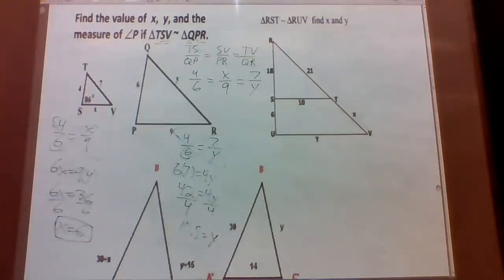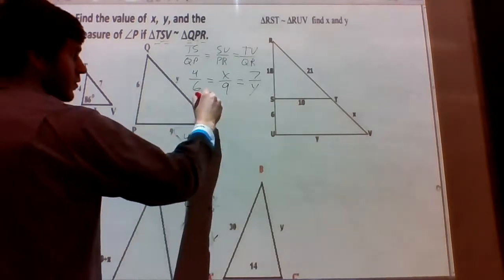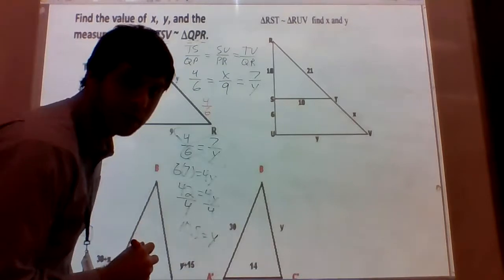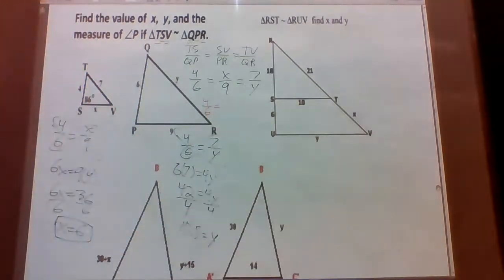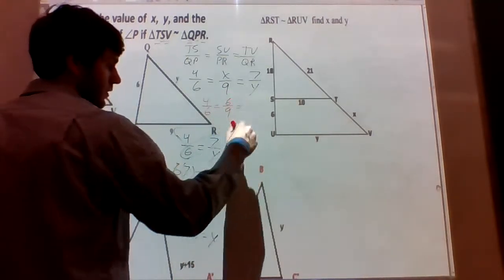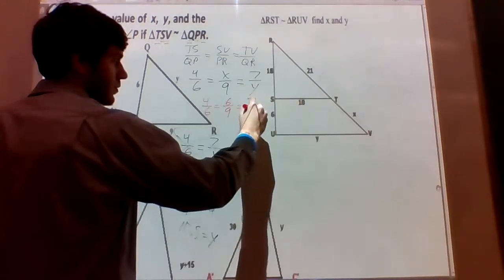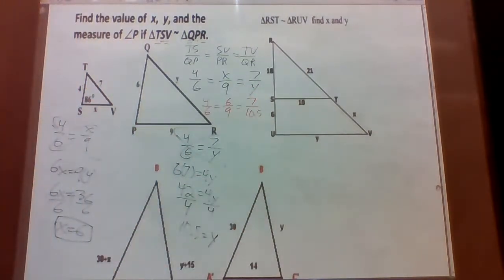Okay, we can put that in and see if it works. So 4 over 6 is going to equal 6 over 9. It's going to equal 7 over 10.5. You put those in the calculator, you're going to get 2/3, 2/3, and 2/3. Okay, 7 divided by 10.5 gives you 2/3. Yep.